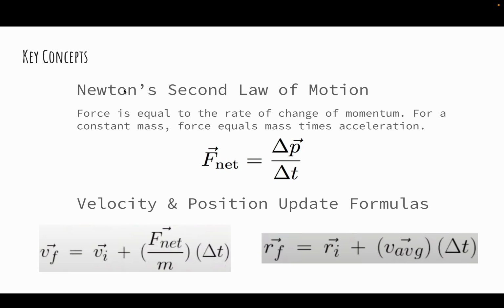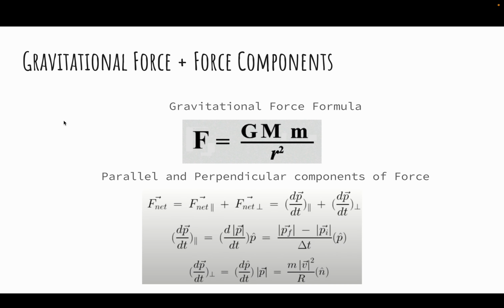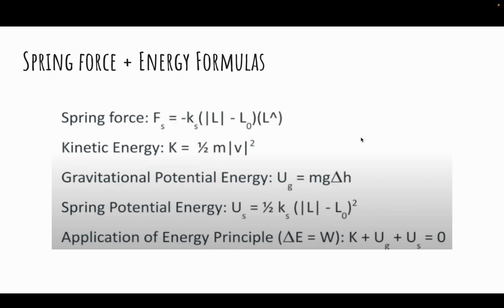First, some key concepts. Newton's second law of motion: this is how we're going to be updating velocity and position for the spring. Then, gravitational force. Gravitational force is going to have a constant pull on the spring as it oscillates, so that'll be factoring in. Then we have the spring force and energy formulas, and this is how we're going to see that this object is able to oscillate.